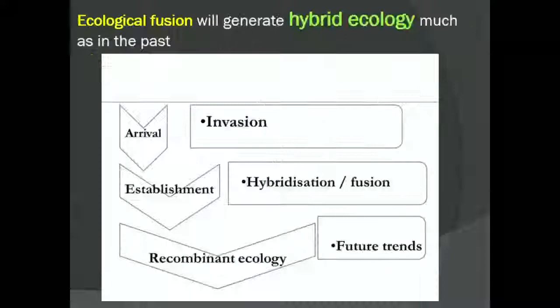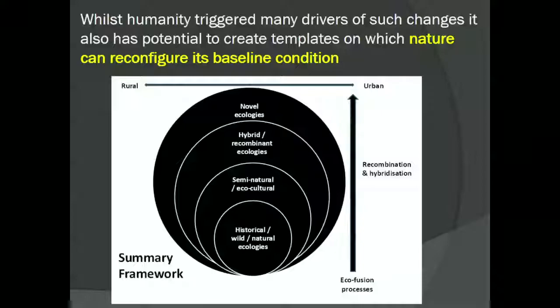We can see this ecological fusion generating hybrid ecology much as in the past. And we have processes of arrival and invasion, establishment, hybridization and fusion, recombinant ecology, and we can start to predict future trends. Humanity triggered many drivers of such changes. It also has the potential to create the templates on which nature can reconfigure a baseline condition.